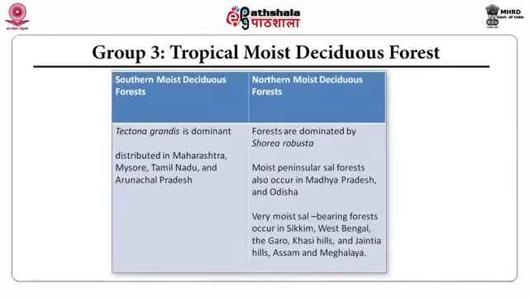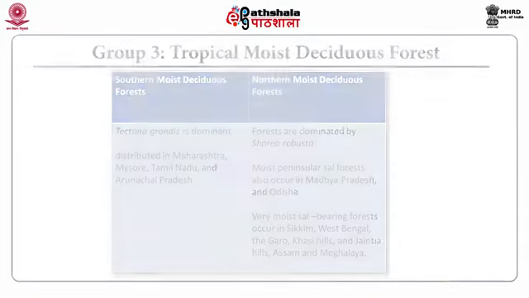So, we will compare the tropical moist deciduous forests of the southern region and the northern regions. The southern moist deciduous forests are dominated by Tectona grandis, whereas the northern moist deciduous forests are dominated by Shorea robusta. The very wet, moist sal bearing forests occur in Sikkim, West Bengal, the Garo, the Khasi hills, the Jaintia hills, Assam and Meghalaya.